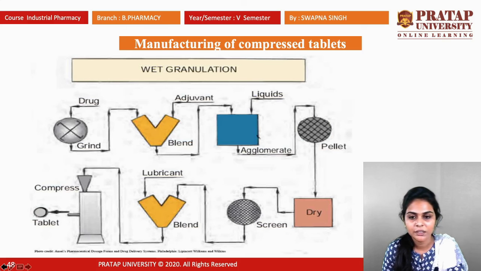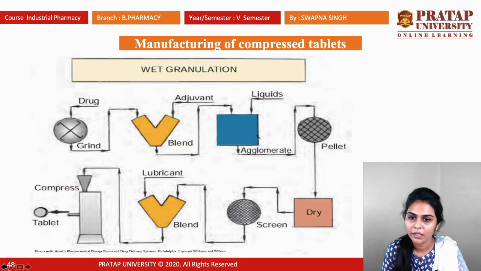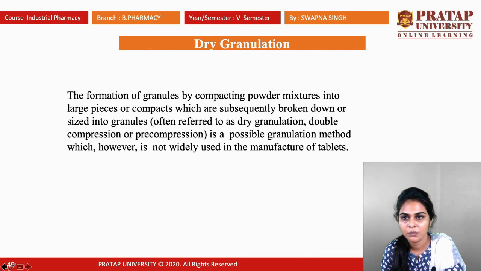After drying, we screen all the granules again, then blend again. After blending, we add some lubricant or disintegrants, and after adding them, we compress into tablets using a tablet press. So this is the diagrammatic scheme for the wet granulation method.